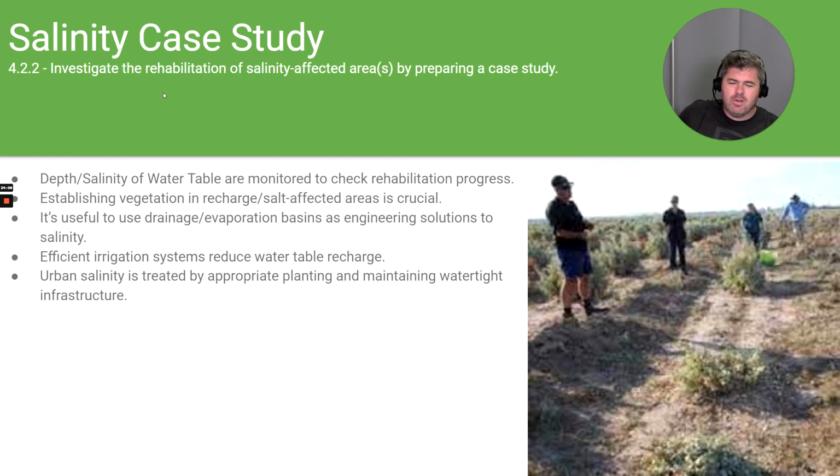Alright. Investigate the rehabilitation of salinity affected areas by preparing a case study. Now, this is one you probably do in class. So it's up to you to do a bit of research. Focus on your local area, in particular agricultural areas might be a good point. Many people who lived in agricultural areas might have started planting saltbush.